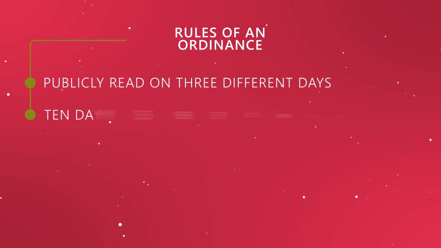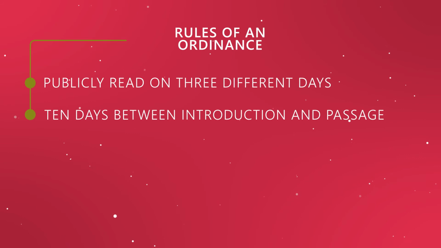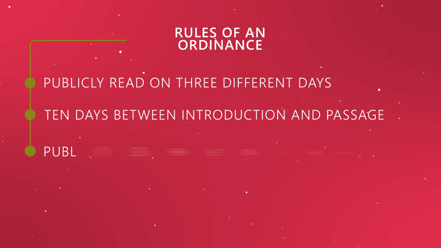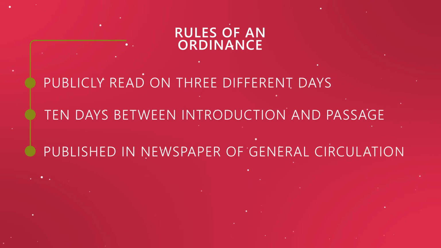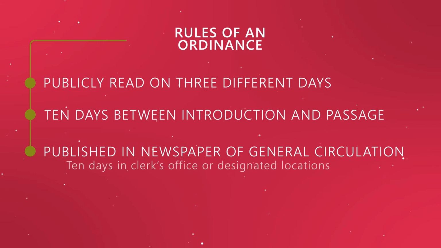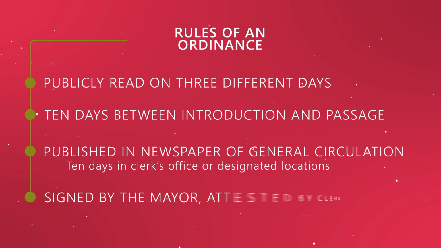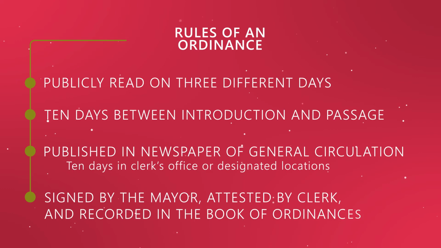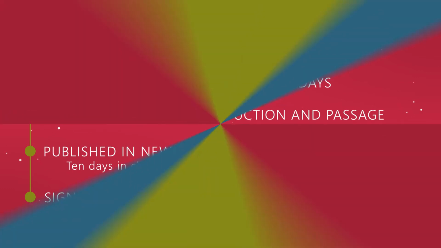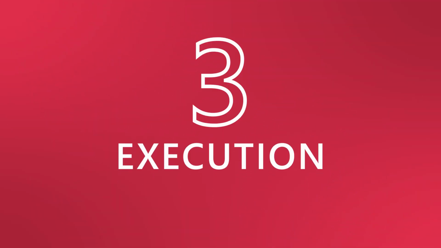At least 10 days must elapse between the introduction and final passage of every ordinance. The ordinance must be published at least once in a newspaper of general circulation. For municipalities that do not have a newspaper, they must post at least 10 days in the clerk's office or other designated locations. Every ordinance is signed by the mayor, attested by the clerk, and recorded in the Book of Ordinances.